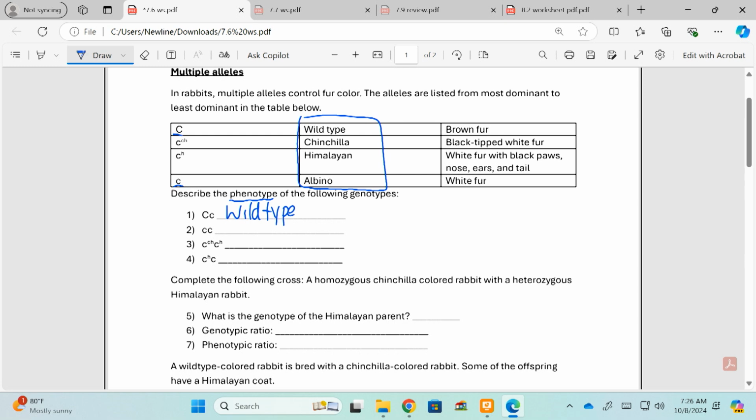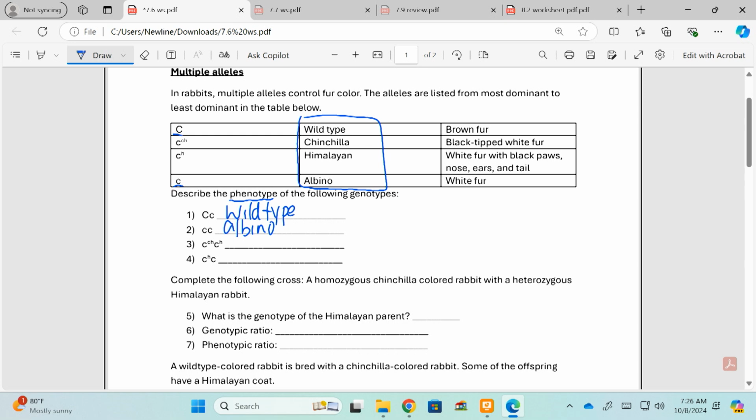All right, let's look at number 2. This is little c, little c. The allele for little c is the albino. It's the most recessive, and because this one has two recessive alleles, the phenotype here is going to be albino. So we'll write albino for this one. Okay, great job. Let's keep it going.